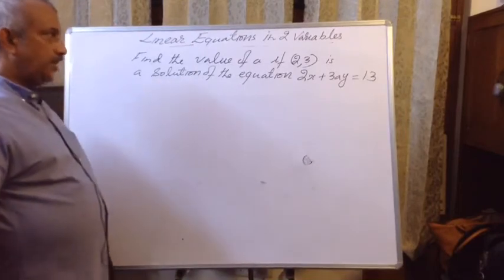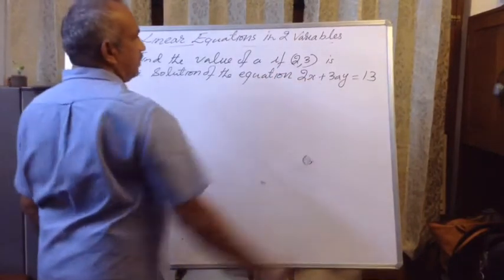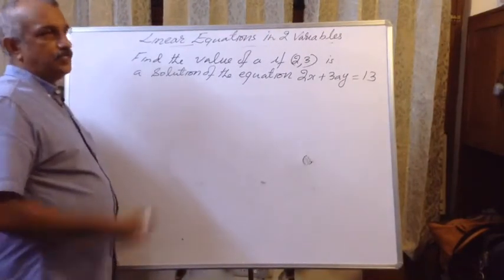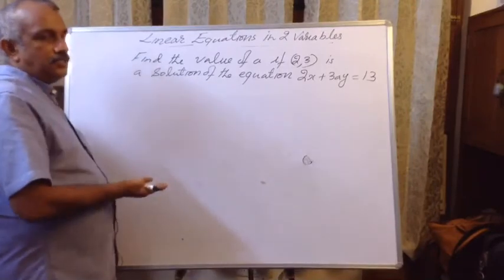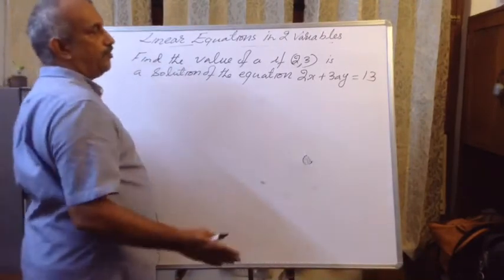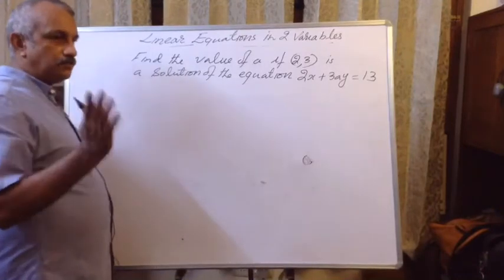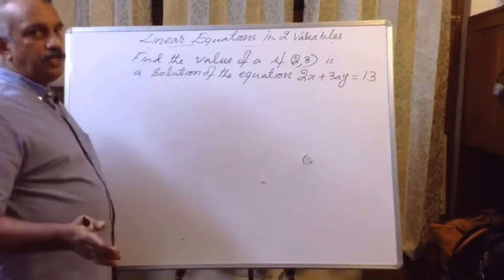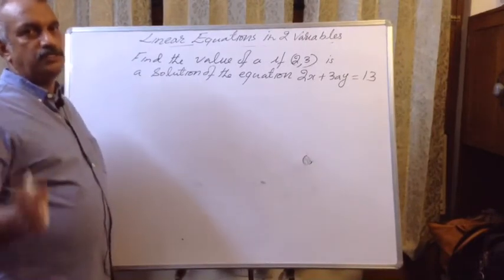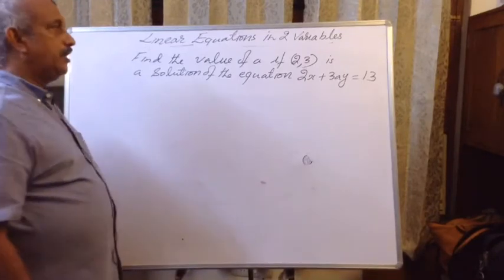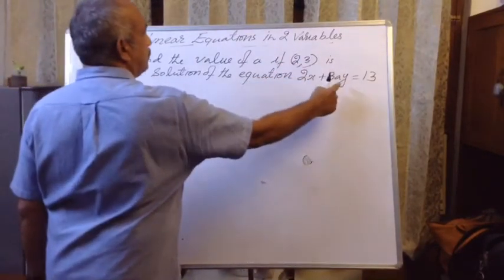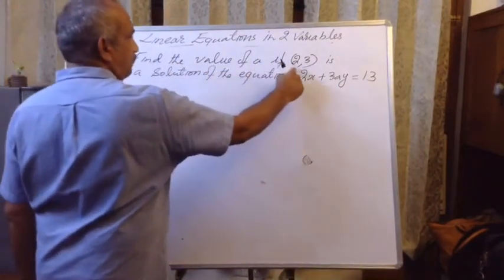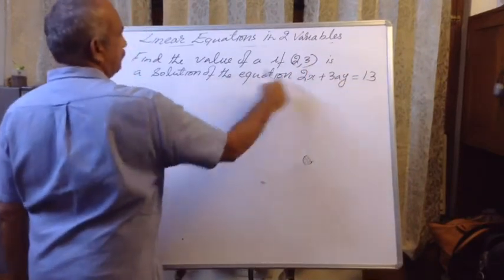Find the value of a if the graph of the equation 2x plus 3ay is equal to 13 passes through the point 2, 3. Instead of saying 2, 3 is a solution, they can say the graph passes through the point 2, 3. Because if it is passing through the point 2, 3, it is a solution of the equation. Because each point on the graph is a solution of the equation. So what is given? 2, 3 is a solution of this equation.